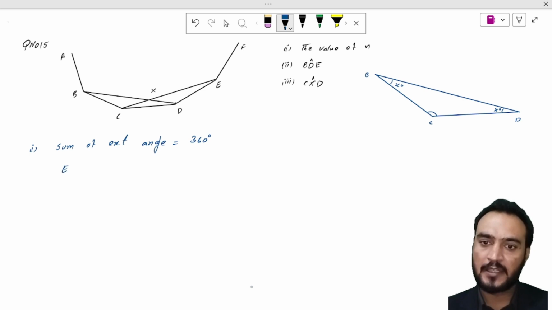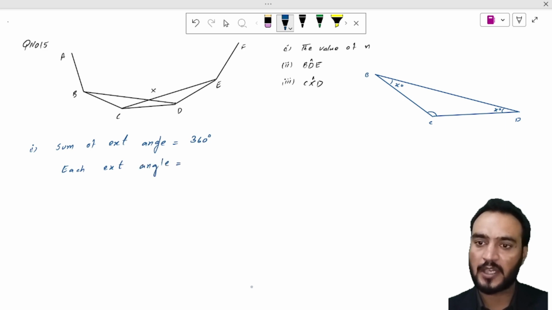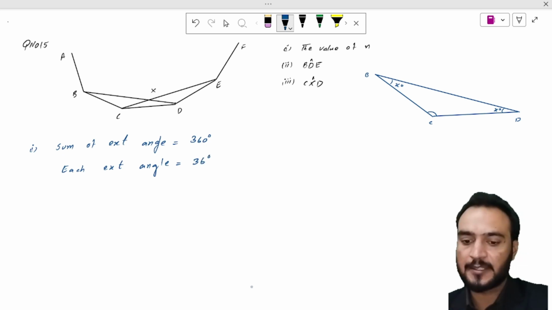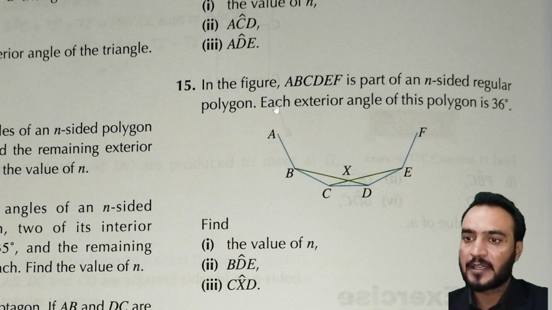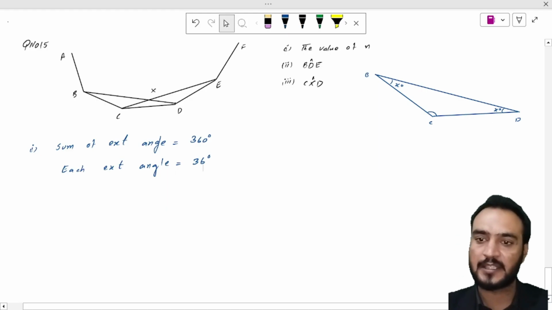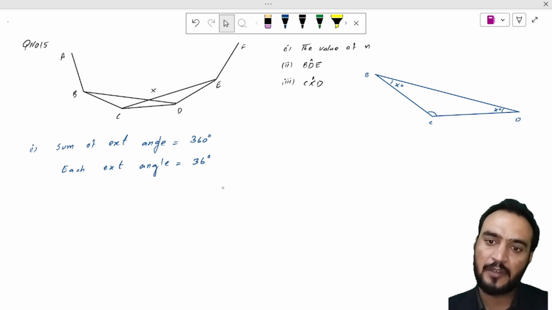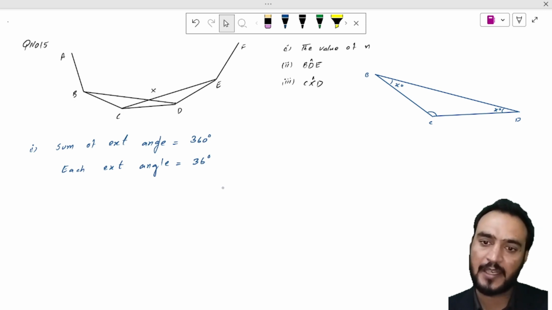Each exterior angle. He has told us each exterior angle is equal to 36 degrees. So each exterior angle of this polygon is 36 degrees, and we know the each exterior angle also. We divide the sum of exterior angles by each exterior angle to get the number of sides.